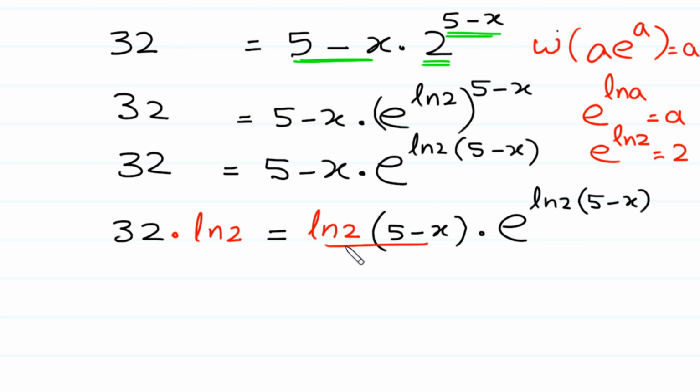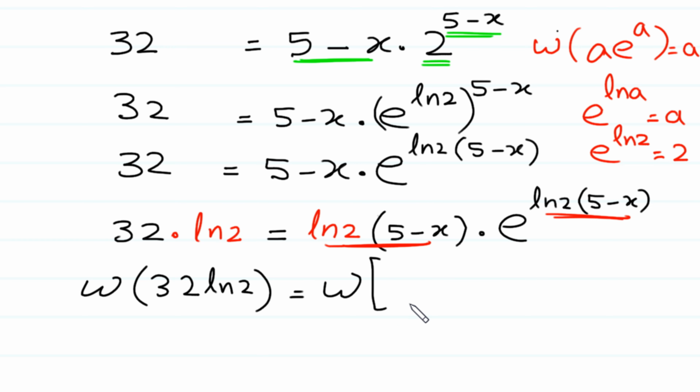Now we have same thing here, ln of 2 times 5 minus x, and same here power of e, ln of 2 times 5 minus x. We can apply here now Lambert W function. So we apply Lambert W function on both sides. W function of 32 times ln of 2 is equal to W function of ln of 2 times 5 minus x times e to the power ln of 2 times 5 minus x.